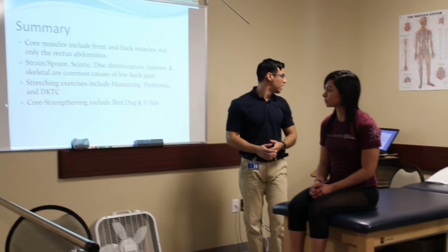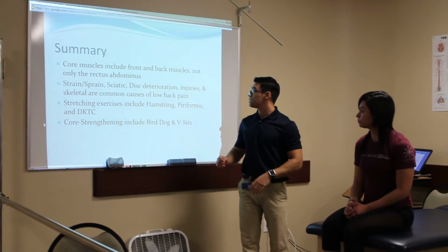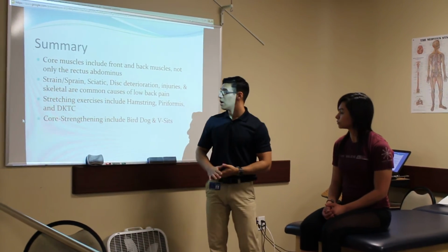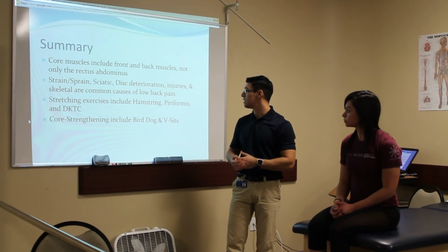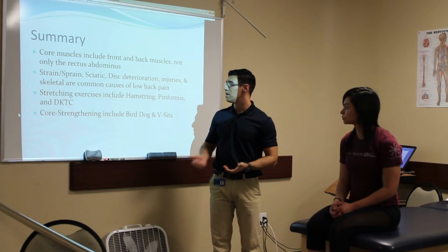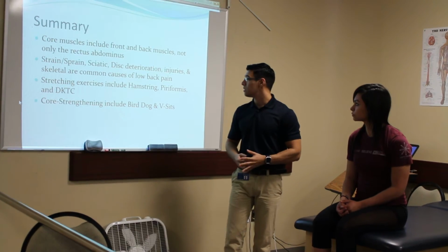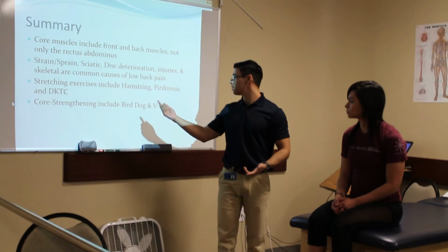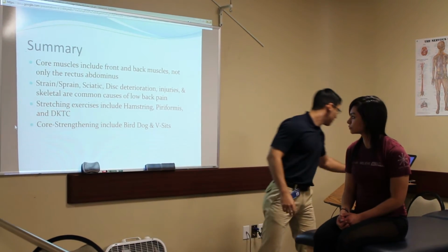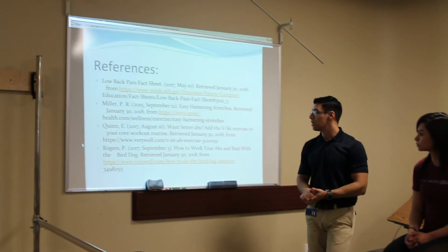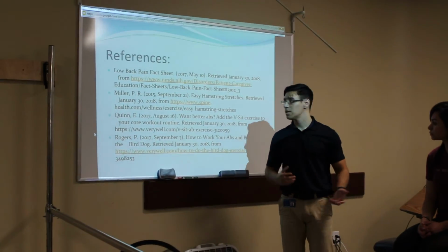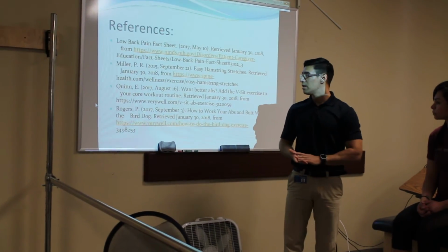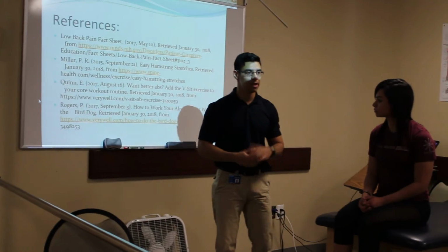Okay, so the summary is that the core muscles, what I just talked about, involve the front and the back muscles, not only the rectus abdominis. The common causes are strain, sciatica, deterioration of the disc, common injuries, and skeletal formations. The exercises that I covered are the hamstring stretches, the piriformis, and double knee to chest, and the core strengthening exercises, which include the bird dog and the V-sits. Okay? And these are the references that I used to explain the common causes, as well as some treatments, which of course are the stretching and the core exercises. Okay. So that was pretty much my presentation. I wanted to see if you guys have any questions.